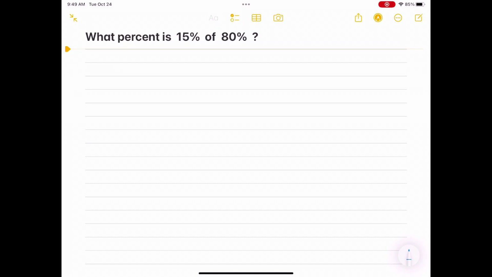What percent is 15% of 80%? We rewrite this question as a number sentence. What percent, we will call n, is equal 15%. We rewrite that. And of means times. So we have n equals 15% times 80%.